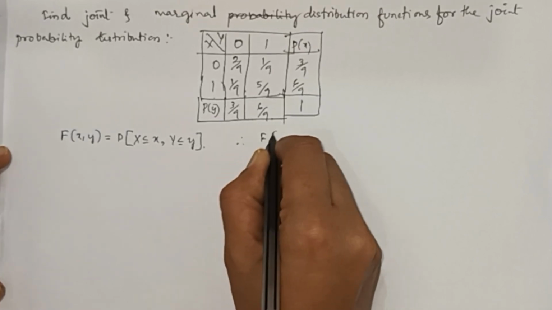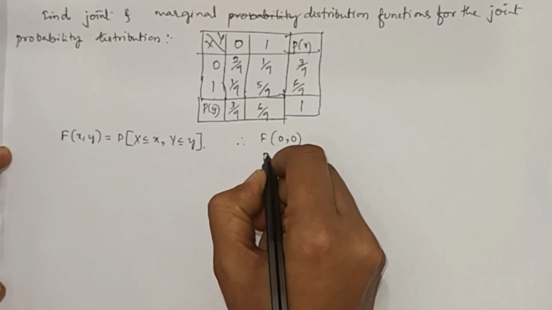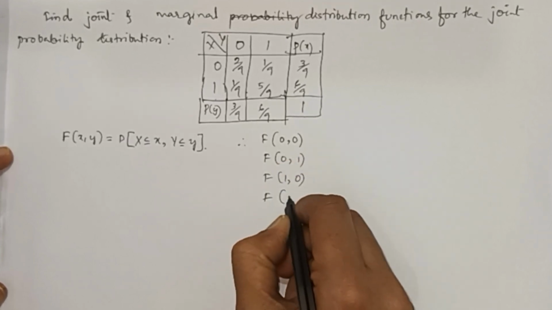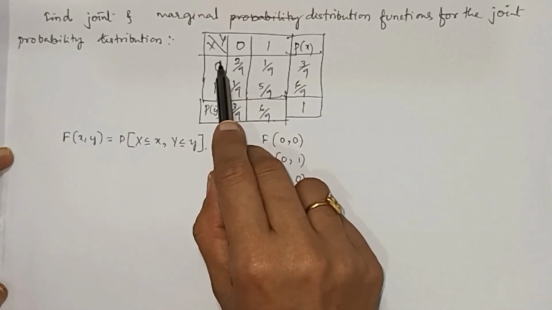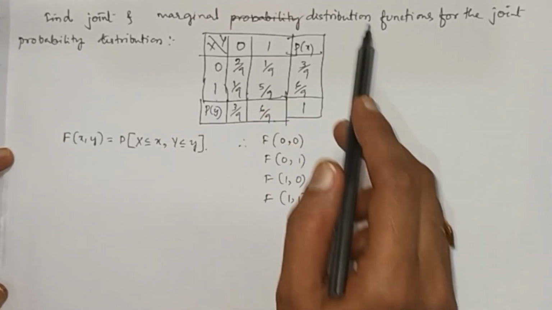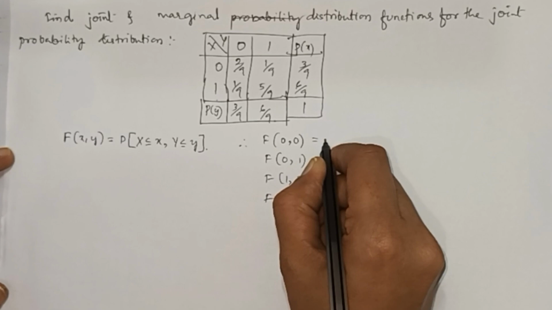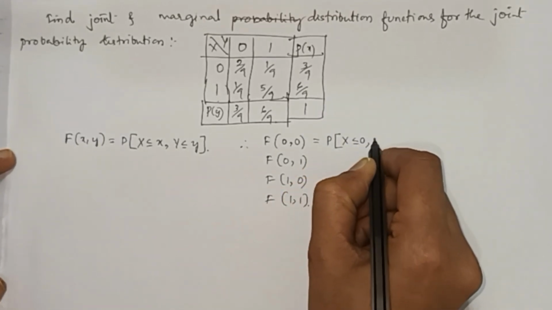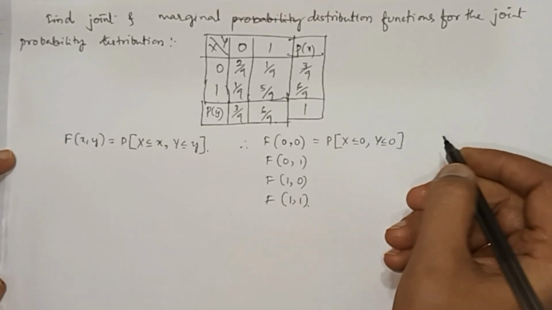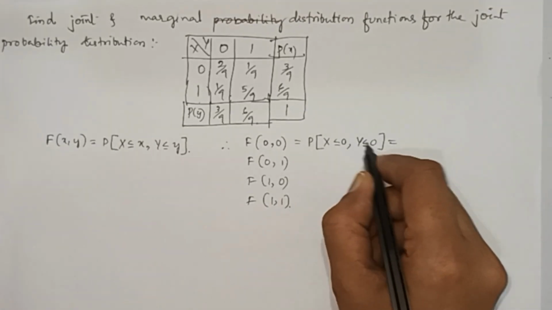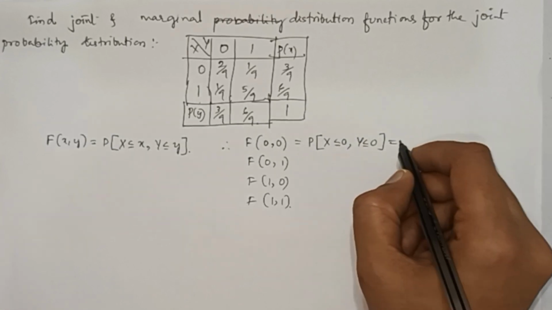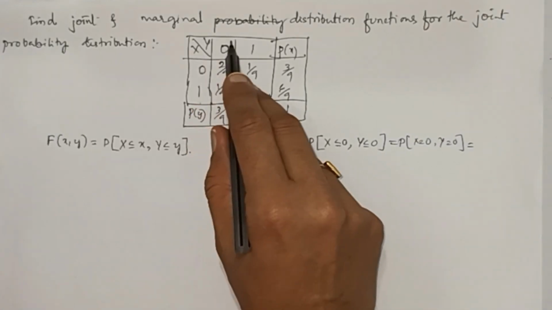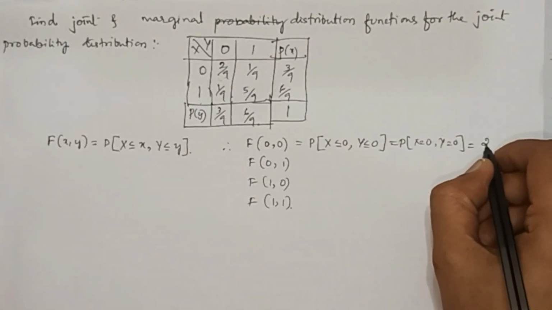Therefore, first you have to find out F of 0 comma 0, then F of 0 comma 1, then F of 1 comma 0, F of 1 comma 1. So (0,0), (0,1), (1,0), (1,1). These are the possible values. Here F of 0 comma 0 means P of X less than or equal to 0, Y less than or equal to 0. Only one value satisfies, 0 equal to 0. So P of X equal to 0, Y equal to 0. Which value satisfies X equal to 0, Y equal to 0? Probability is 2 by 9.